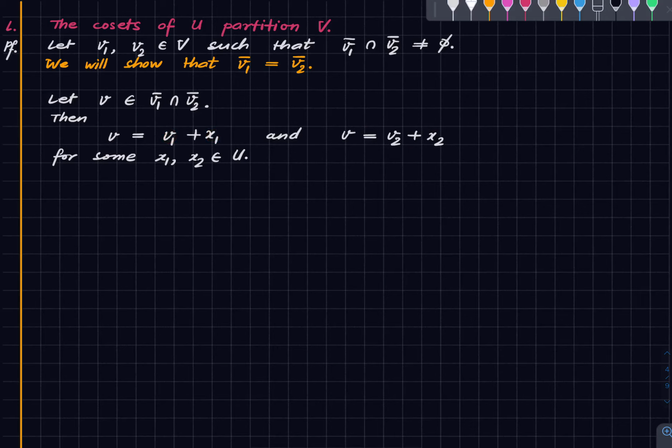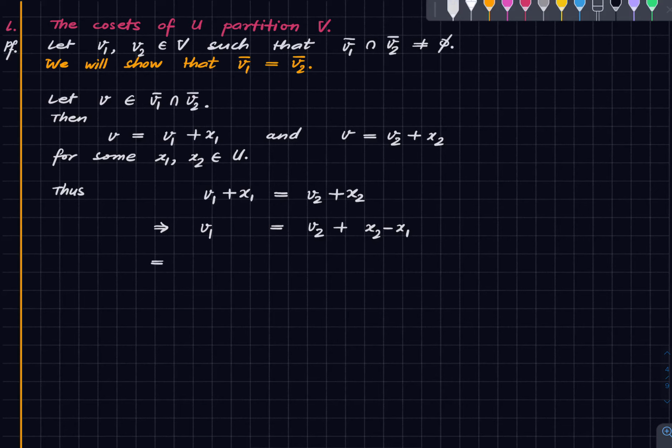Okay, so therefore, we have v1 plus x1 equals v2 plus x2, and hence v1 is equal to v2 plus x2 minus x1.